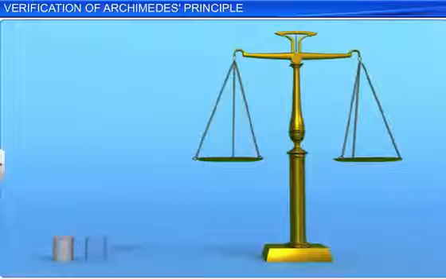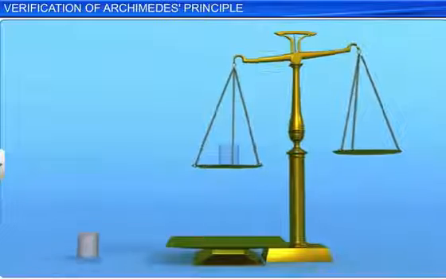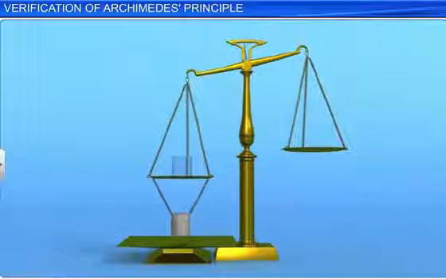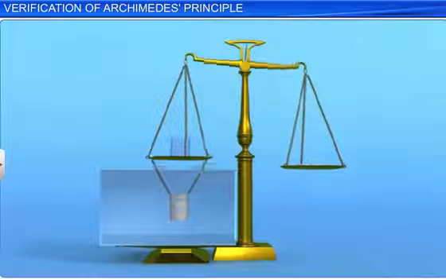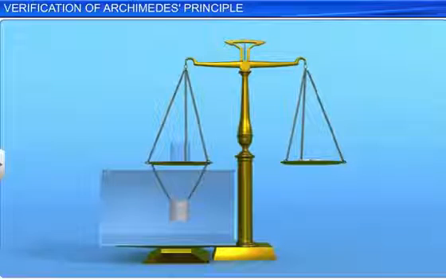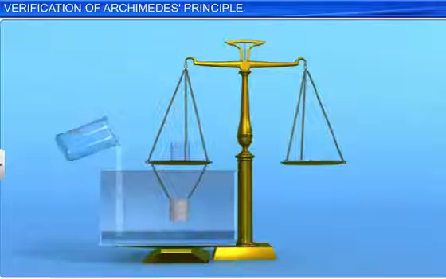Take a physical balance and place the hollow cylinder on the left pan. Now, suspend the solid cylinder from the same left pan. Place an empty beaker beneath the solid cylinder. Balance the beam by placing weights on the right pan. Now, start pouring water into the beaker.